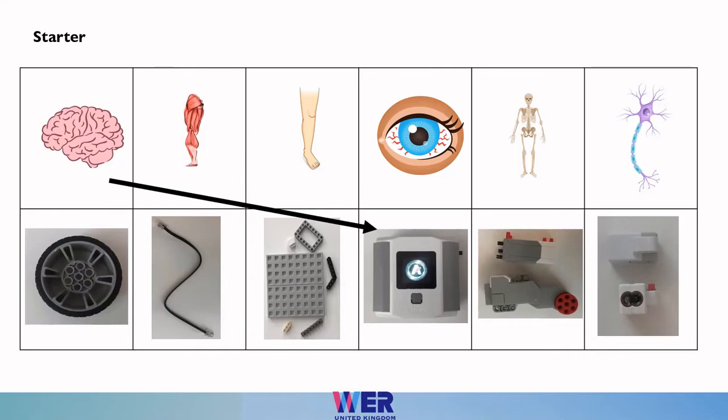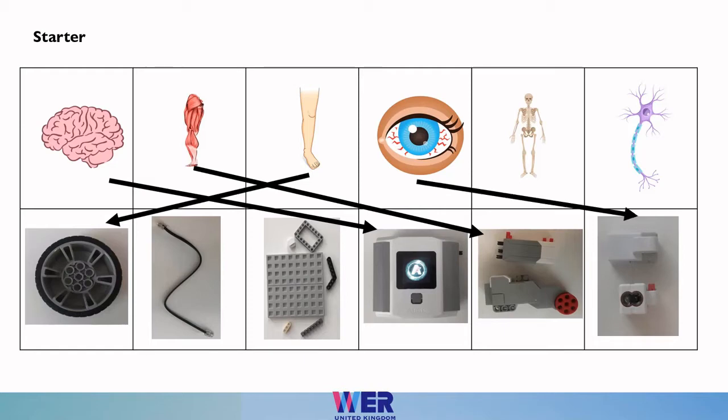What do you think are the muscles of the robot? It's the motors. What do you think is the legs of our robot? If you chose the wheels, you are correct. What are the eyes of the robot? These are the sensors. They look at the surroundings, such as if there is a black line or not. What is the skeleton of the robot? It's the blocks, bases and pieces that form our robot.